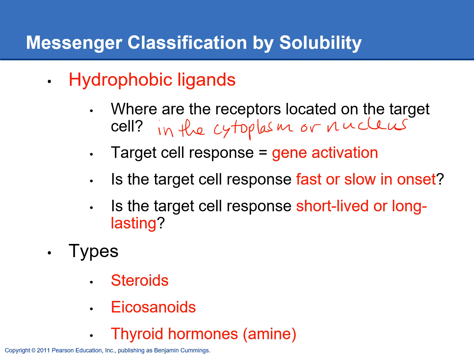And when the hydrophobic messenger binds to its receptor inside the cell, the target cell response is to turn genes on and off. So in order to turn genes on and off, that's going to take some time. So the target cell response will be slow in onset. It's going to take a while to occur. And then the target cell response is going to be long-lasting, because if you're turning these genes on and off, that's going to affect which proteins you make. And proteins are valuable, and usually they're going to stick around for a while, so the response will be long-lasting.